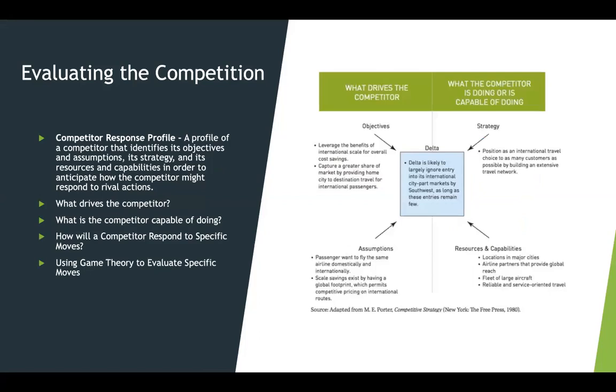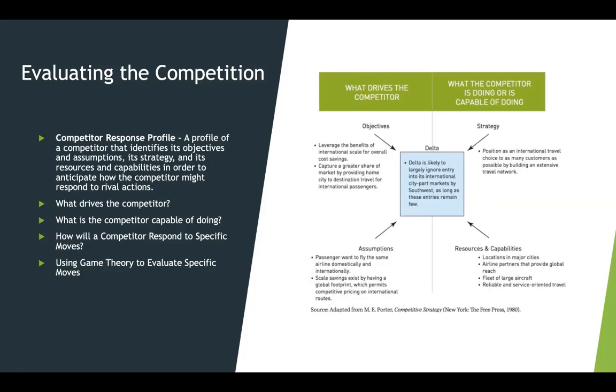The second bigger topic of chapter 11 is evaluating the competition. The competitor response profile is a profile of a competitor that identifies its objectives and assumptions, its strategy, and its resources and capabilities, in order to anticipate how the competitor might respond to rival actions.